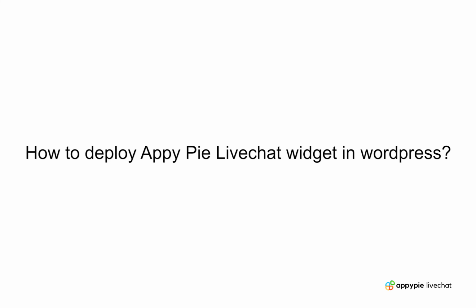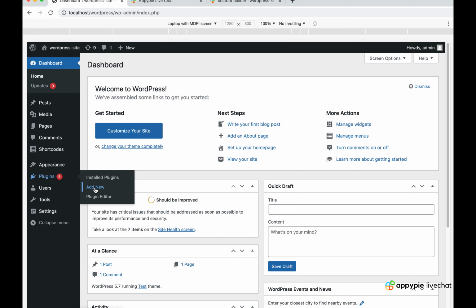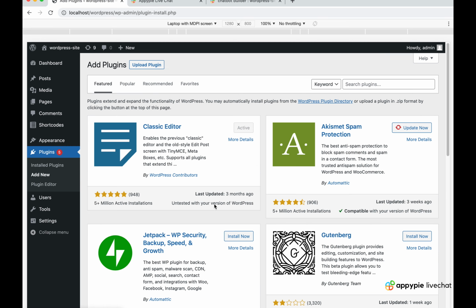Hello guys, in this video tutorial we will tell you how you can deploy Appy Pie Livechat widget on your WordPress website. Log into your WordPress dashboard and then click on Plugins and select Add New from the options.